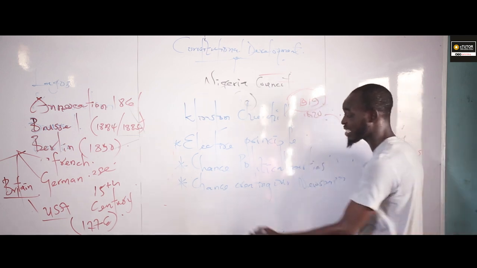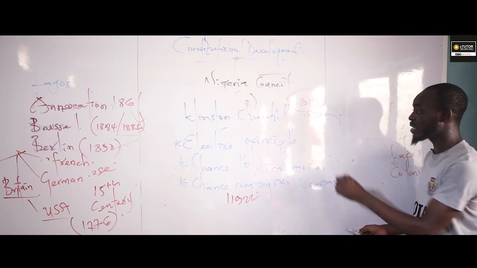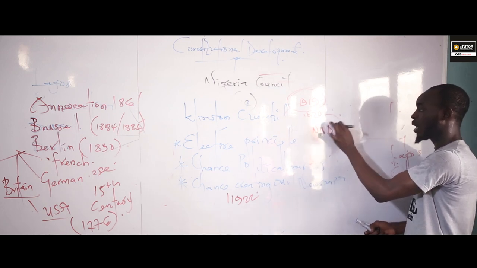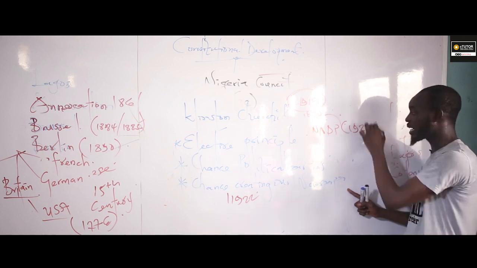That was the reason why the first political party that we have in Nigeria existed in 1922. That was NNDP. NNDP existed in 1922. Am I communicating?